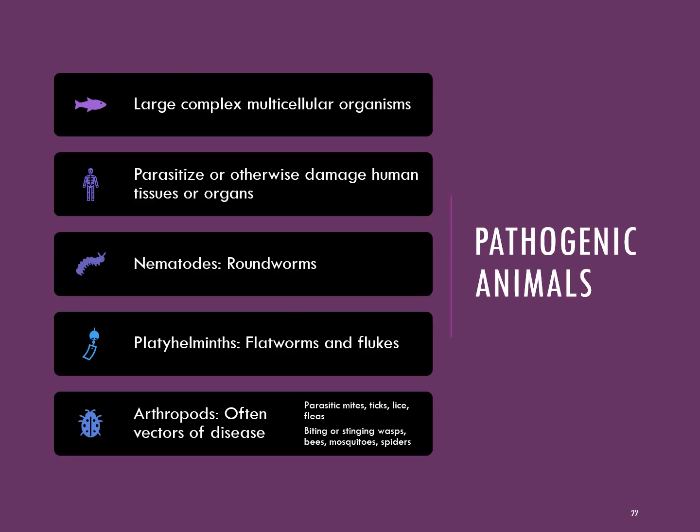Pathogenic animals are large, complex, multicellular organisms. So remember, protozoa were single-celled organisms. Pathogenic animals are large, complex, multicellular organisms. If you've ever heard of somebody having a tapeworm, this is what they were talking about. So the pathogenic animal, what it does is it parasitizes or damages human tissues or organs. So remember, a parasite is something that invades the host and damages the host for the benefit of its own survival. And some examples are nematodes, platyhelminths, and arthropods.